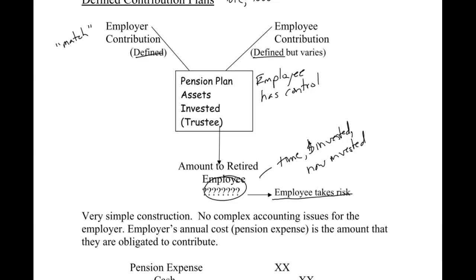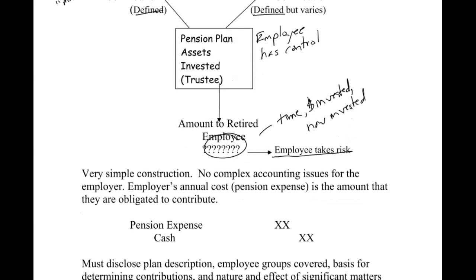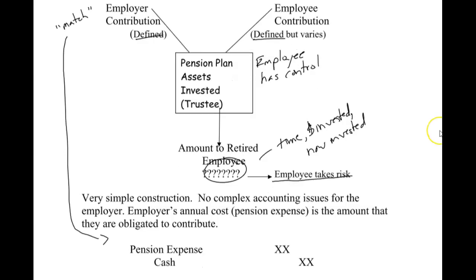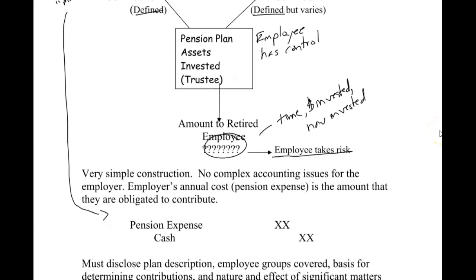So it's very simple accounting. If we look down here at the bottom, the pension expense is the employer's annual cost. Actually, I'm going to draw a line here. The match is this amount right here, so it's the amount that they are obligated to contribute. Now, they might have annual fees and things that they have to pay to the trustee that they're also accounting for. But for the most part, that is their one journal entry.